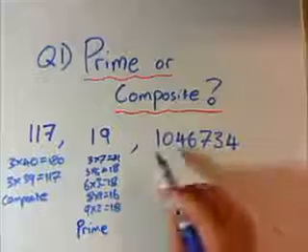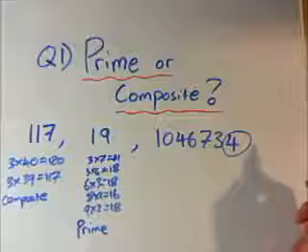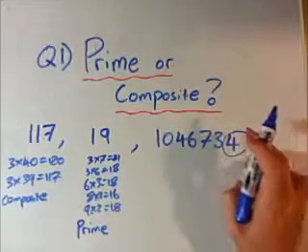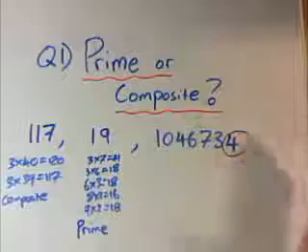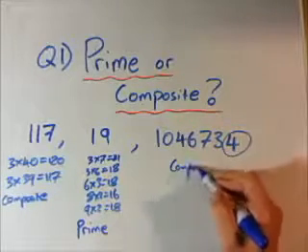Now, this big number over here, it looks big and scary, but this is a very good indicator on the right. This is an even number, so I can straight away see that 2 will go into this number. So, if 2 is a factor, then straight away, composite.